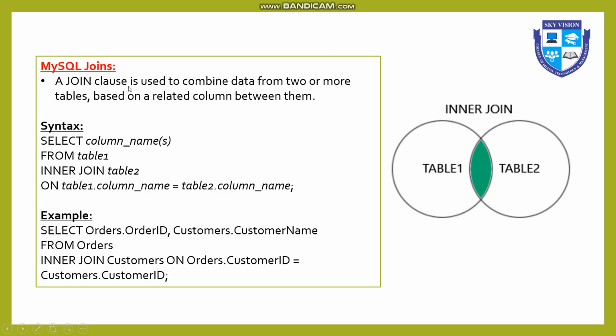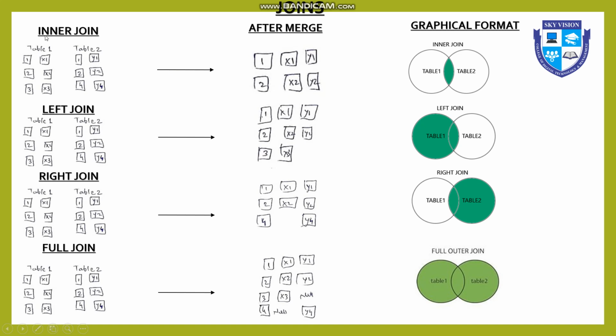An inner join clause is used to combine data from two or more tables based on a related column between them. Means what happened, guys, over here we have two tables, and suppose I want to combine both data together, like column 1 data and column 2 data. That time I am using the inner join. Now suppose I have two different tables.